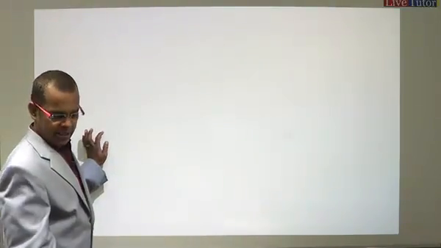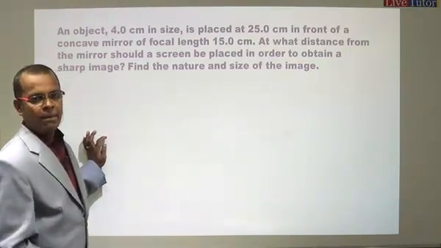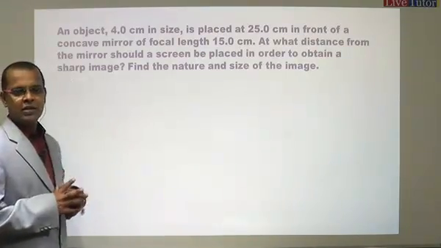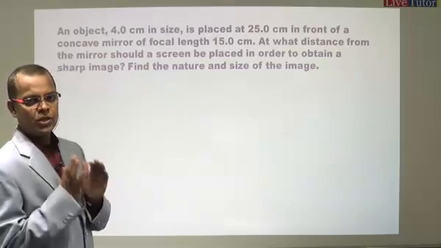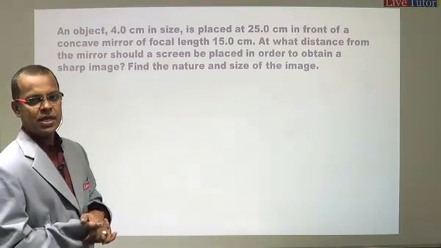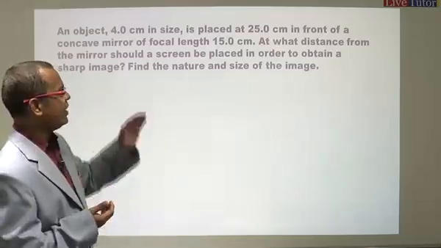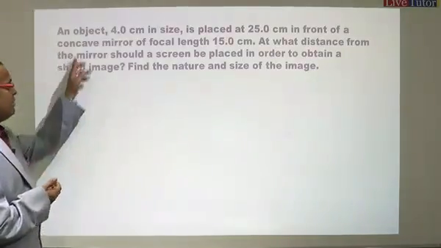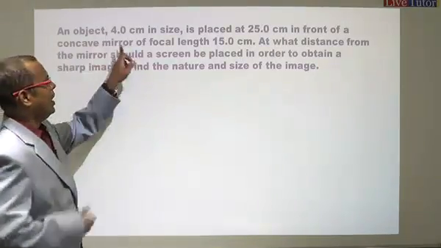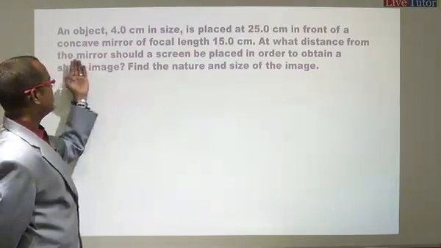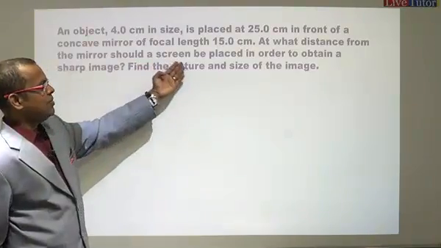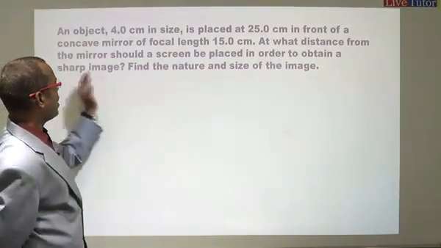Okay, now let us take the next problem. Look at that. Though the problem is somewhat looking bigger, the solution is very easy only. An object 4.0 centimeter in size is placed at 25 centimeter in front of a concave mirror. Now here we are talking about a concave mirror of focal length 15 centimeter. At what distance from the mirror should a screen be placed in order to obtain a sharp image?